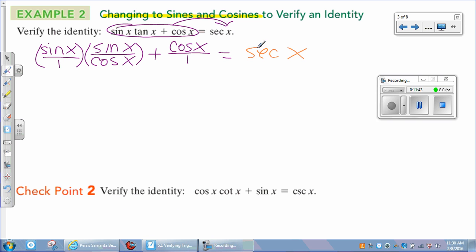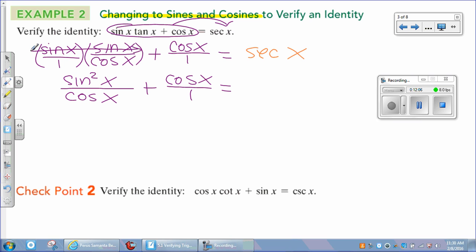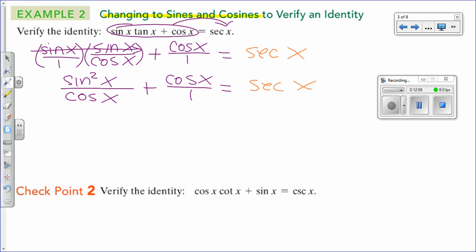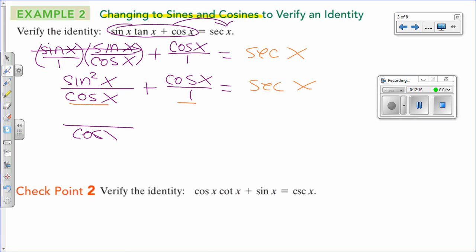Okay, so now what I'm going to do here is multiply the fractions, so numerator times numerator, so that will be sine square of x. On the bottom, I will have cosine of x. And then I have here cosine x over 1. Now what I want to do is combine the two fractions, but they have different denominators, right? And remember, we're trying to make it look like that. So if you notice, we have cosine x and 1, so for our common denominator, it just makes sense that it is cosine x.